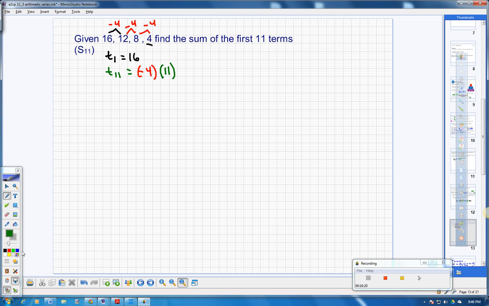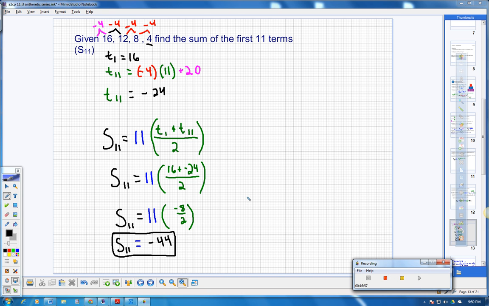Now, t sub 0, if you remember me talking about t sub 0 earlier in this video, remember I would need to add 4 in order to keep that constant difference the same. T sub 0 is going to be, I know you're thinking it, 20. So I know that my 11th term is going to be negative 44 plus 20, which is equal to negative 24. Negative 44 plus 20, right?